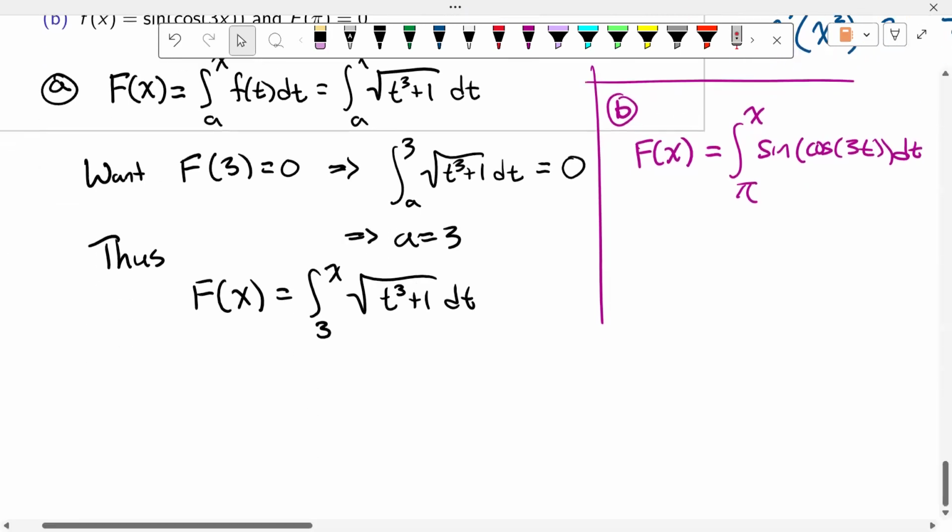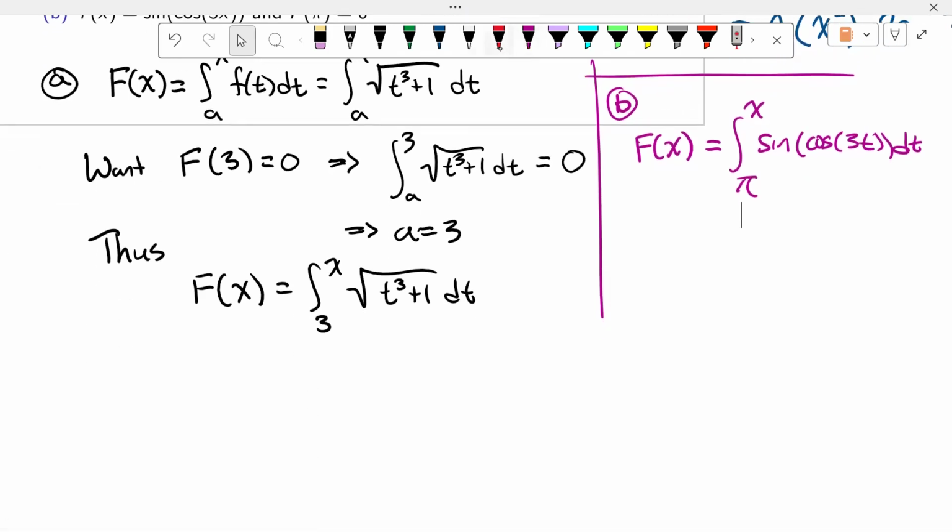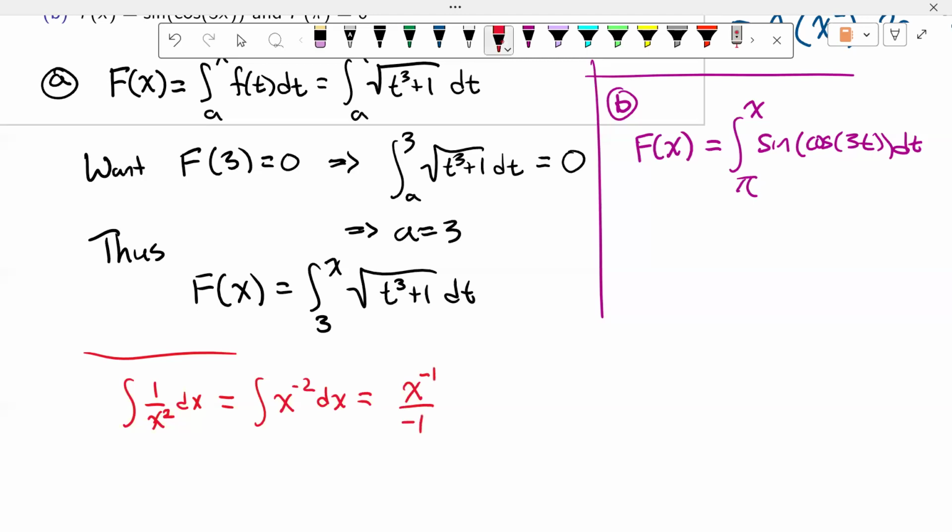Like, for instance, if I were to give you the following problem, let's say I were to ask you to find the antiderivative of 1 over x squared dx. You probably could do that. You'd say, well, this is x to the negative 2 dx. And I know that I just need to add 1 to the exponent, right? And so I'll have x to the negative 2 plus 1, which is negative 1, over negative 1 plus a constant, right? That's not so bad.